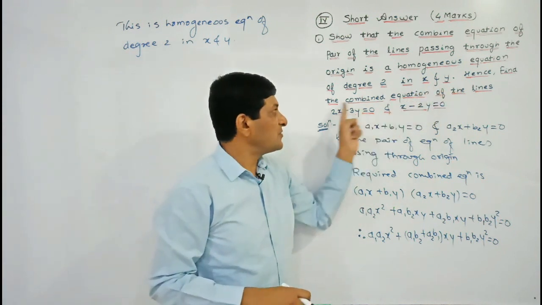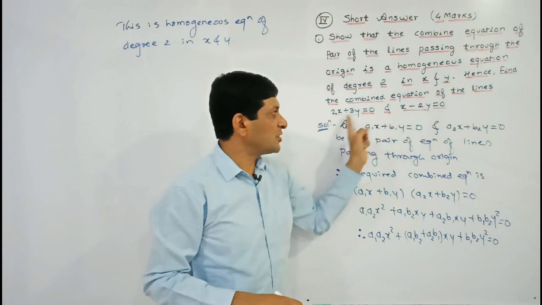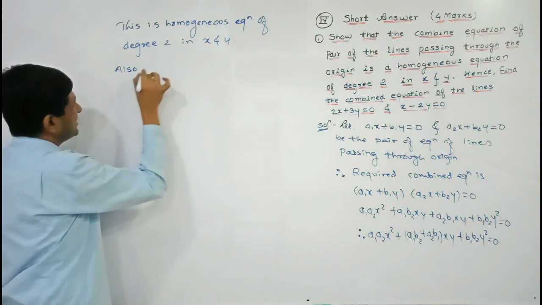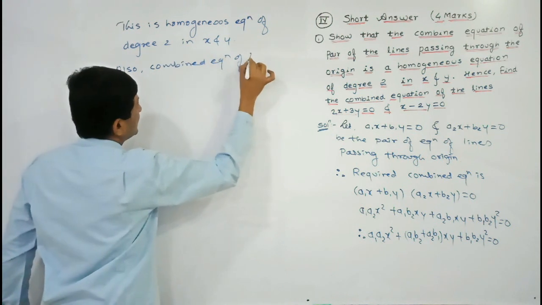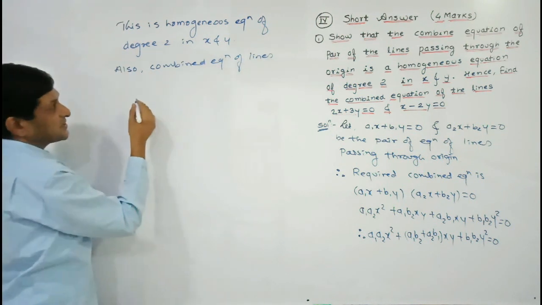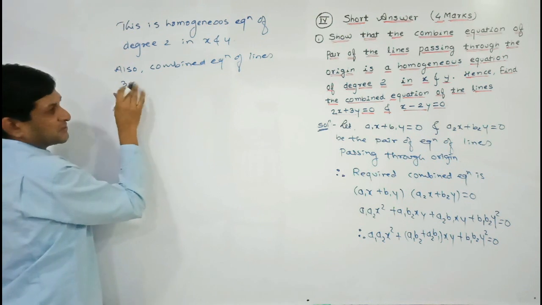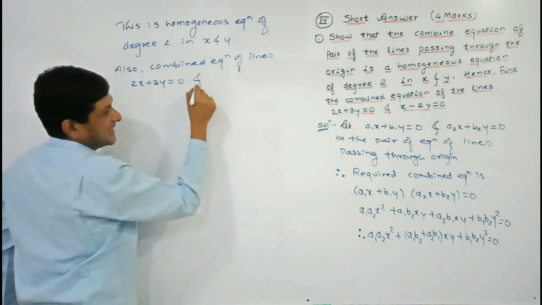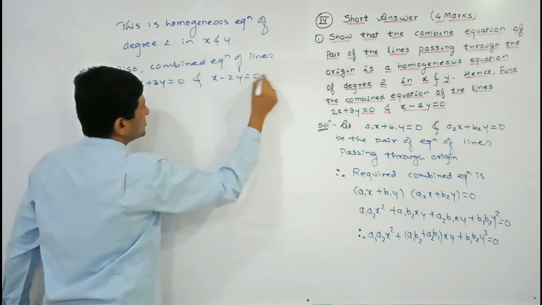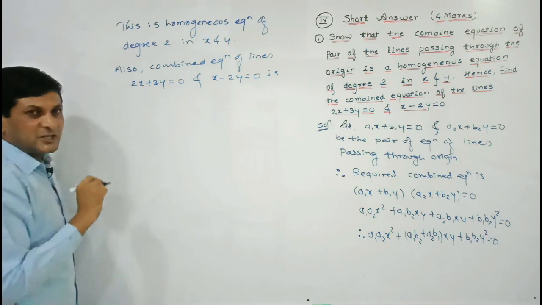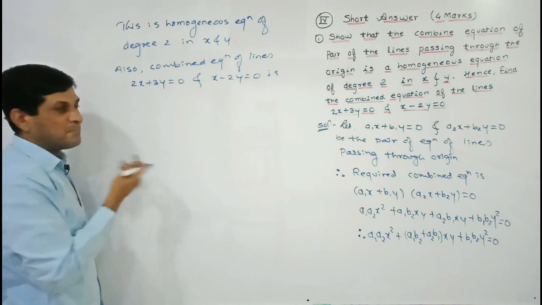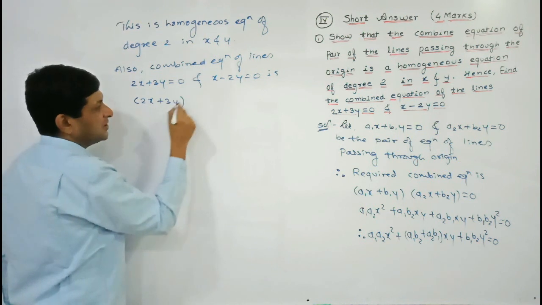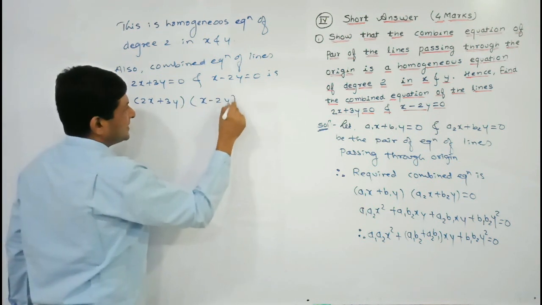In the second part we have to find the combined equation of these two lines. So there also we can say that the combined equation of the lines, which two lines? 2x plus 3y is equal to 0, and the second line is x minus 2y is equal to 0. By taking the multiplication of these two equations, we will get the required combined equation. So 2x plus 3y into x minus 2y is equal to 0.